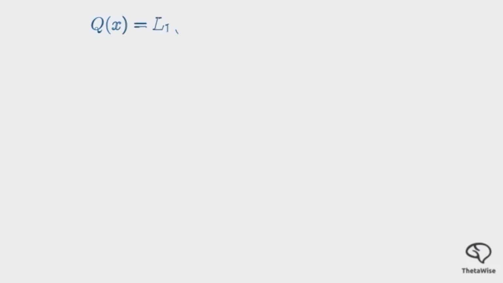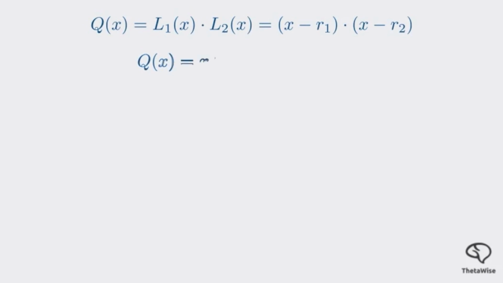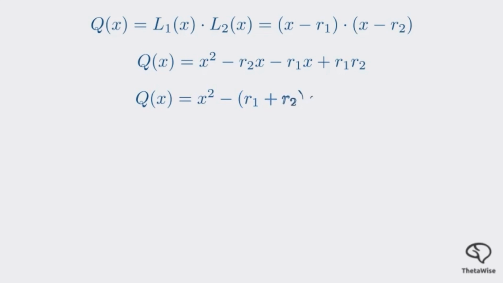Let's create a new function, q of x, by taking the product of L1 of x and L2 of x. If we expand this out, let's see what we get. Using the distributive property, or FOIL, we have x times x, which is x squared. x times negative r2, negative r1 times x. And finally, negative r1 times negative r2, which is positive r1 r2. Factoring out x from the middle two terms, we get x squared minus the sum of r1 and r2 times x plus the product r1 r2.